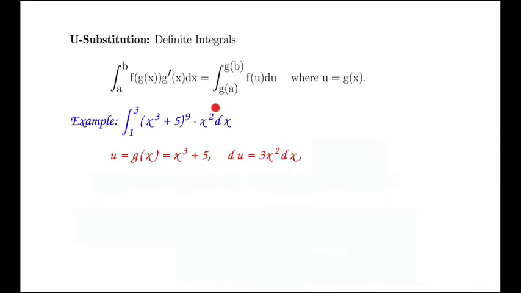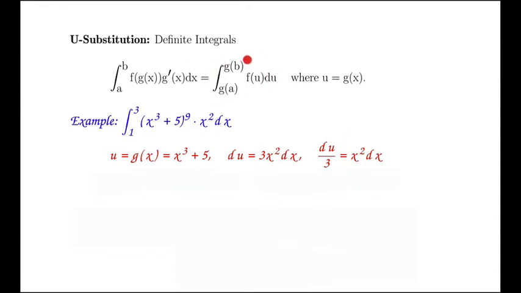We need to substitute for the x squared dx. Again, we have to get rid of all the x's and dx's. So we just divide by 3 to get x squared dx. So du over 3 is x squared dx. So in for x cubed plus 5, we can put u. And for x squared dx, we can put du over 3.